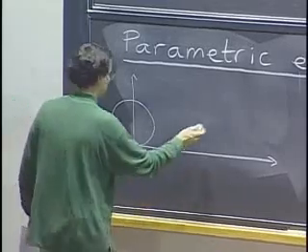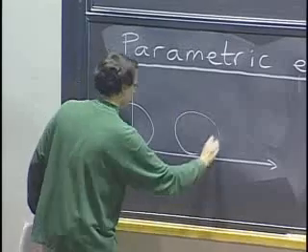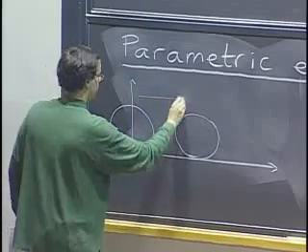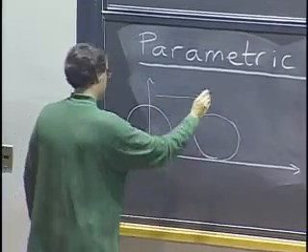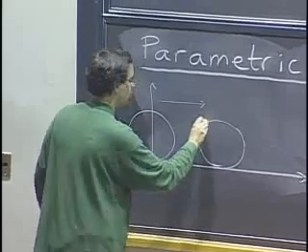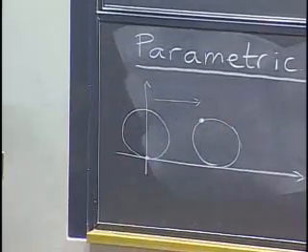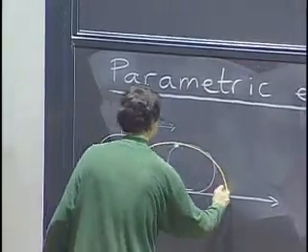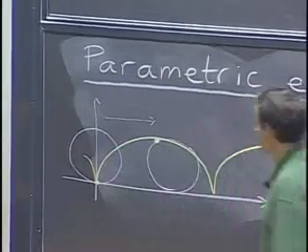So we had this example where we have this wheel that's rolling on the x-axis, and we have this point on the wheel, and as it moves around, it traces a trajectory that looked more or less like this.